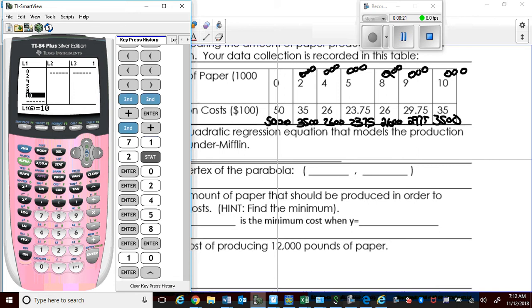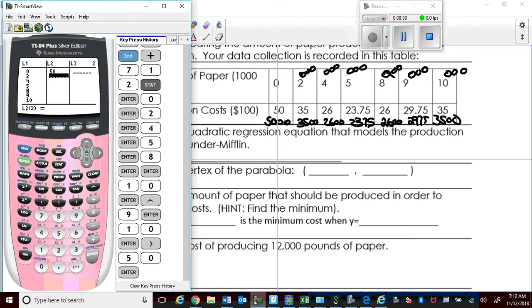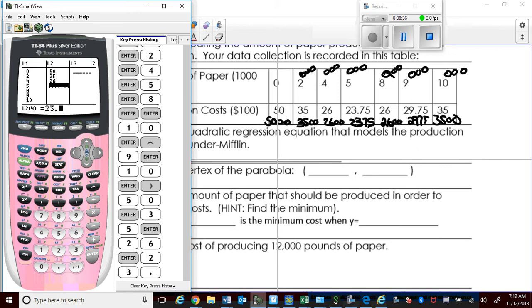Let's put that change there, 9, 10. Okay, then I right arrow over to list 2. We have 50, 35, 26, 23.75, 26, 29, 29.75, enter, 35.